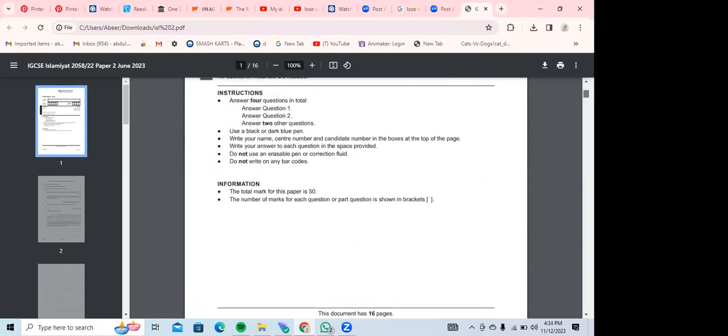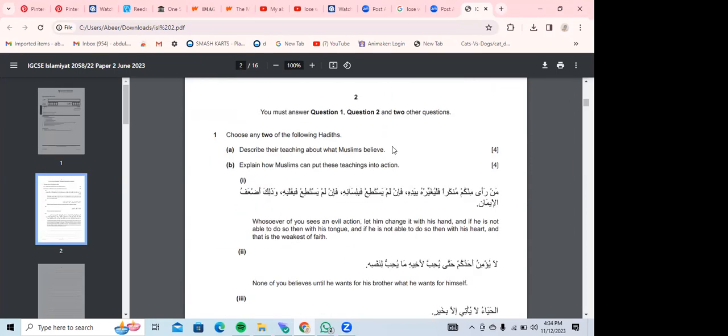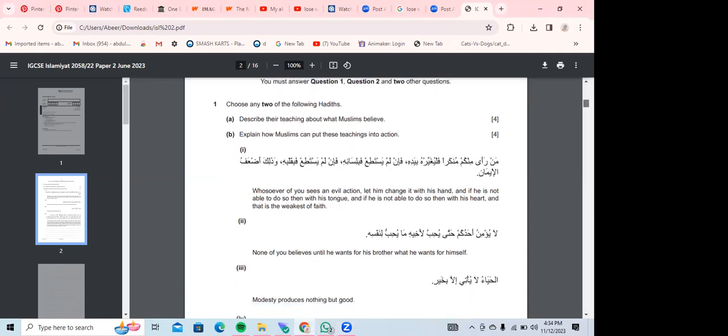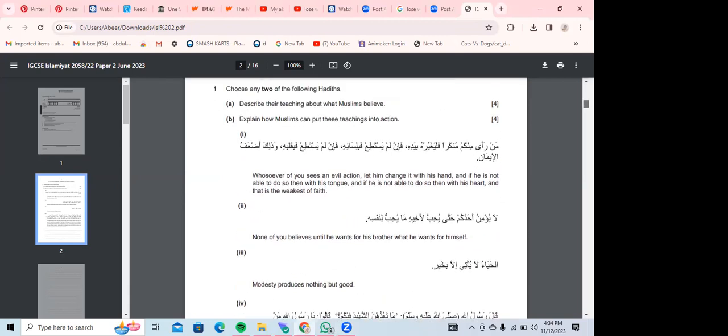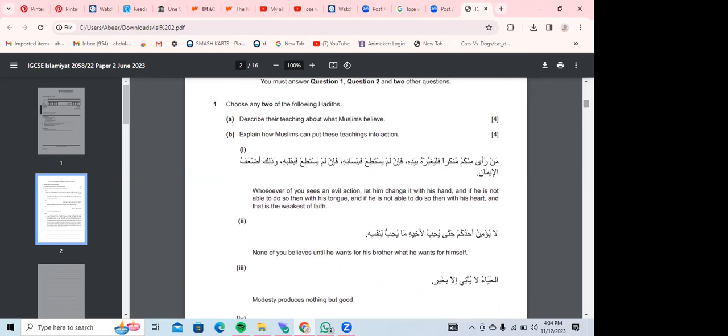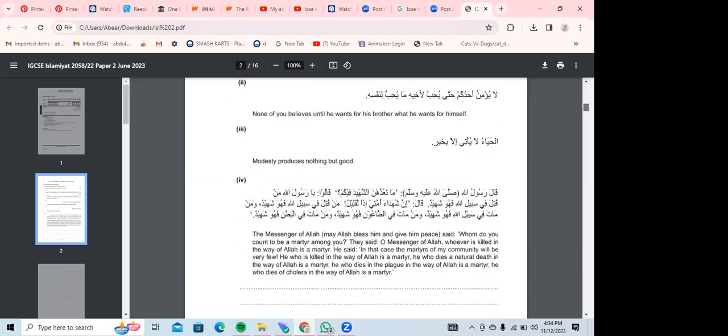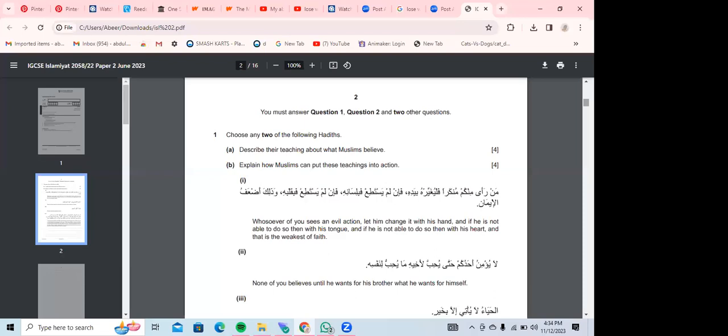We all know the instructions and everything else as well. Moving forward, question number one and two are compulsory. We all know that question number one and two are compulsory. But at this point we have hadiths here rather than surahs. We have four hadiths here, and we have to do any two. Just like the surahs, but there are four hadiths here, and we have to do two of them.